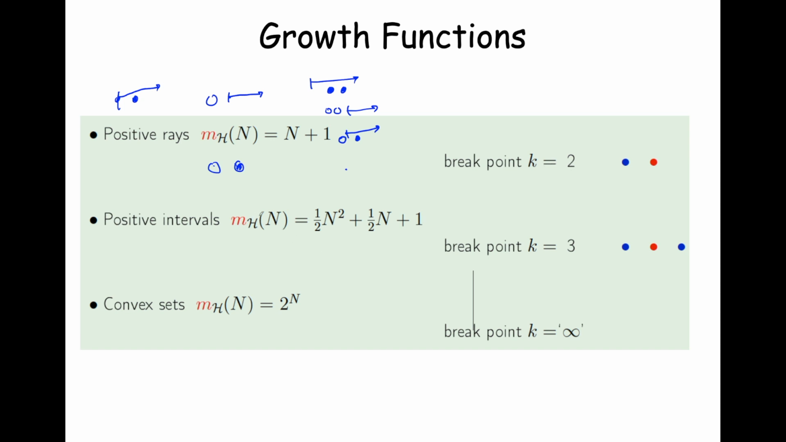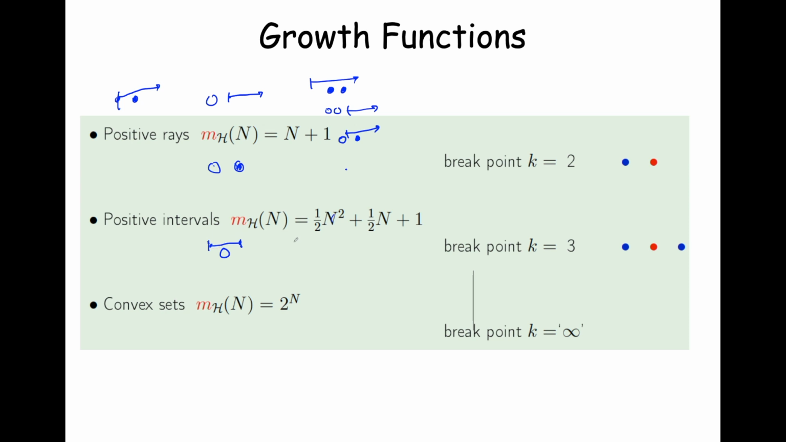For the positive interval, let's see. We have a data set of size 1. So if n is 1, that's 1/2 plus 1/2, that's 1, plus 1 is 2. So if we have a data set of size 1, we can make it with a positive interval. We can make it either red or blue. If we make it blue, we just straddle it between the two anchors. If we make it red, we don't have it straddled, so we can produce that.